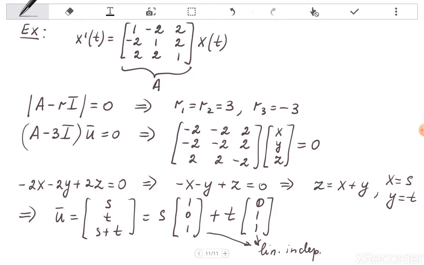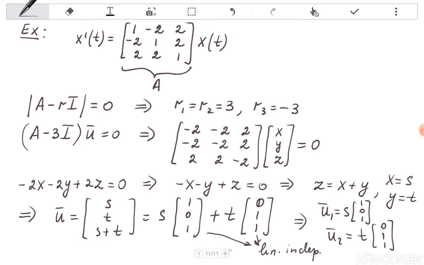So you see we have 2 eigenvalues, the same 3, and for these 2 eigenvalues we get 2 eigenvectors in fact. So we can take u1 to be (1, 0, 1), in the case when t equals 0, right? And u2 is the vector (0, 1, 1). So for 2 eigenvalues, which are basically the same, we get 2 linearly independent eigenvectors.